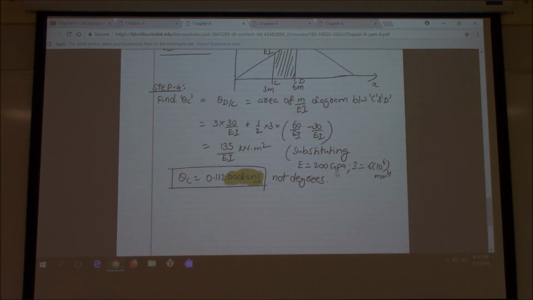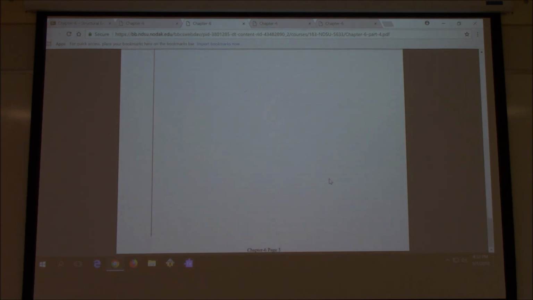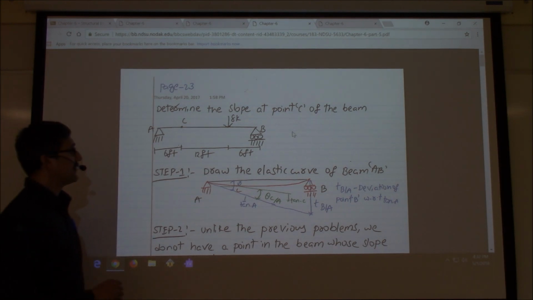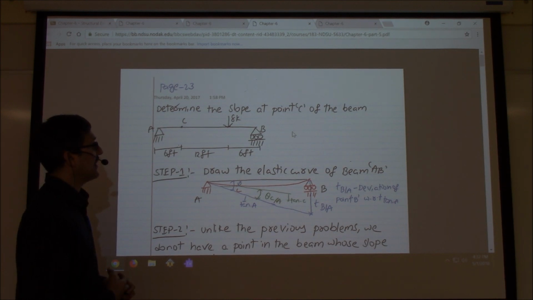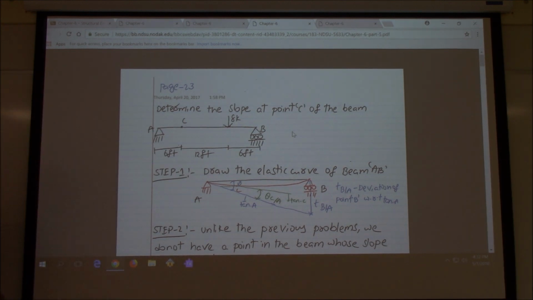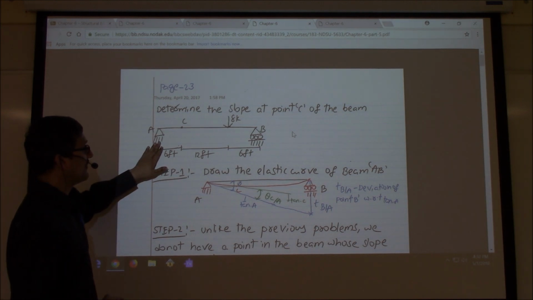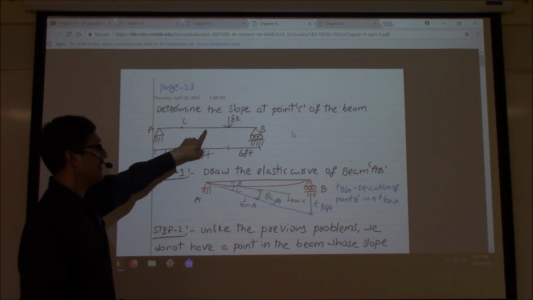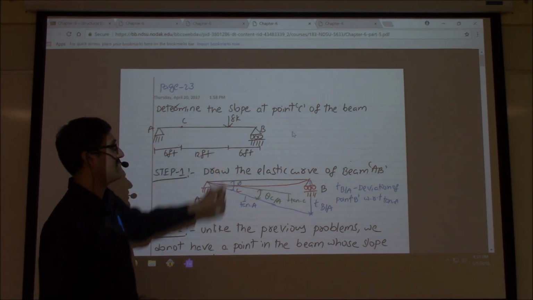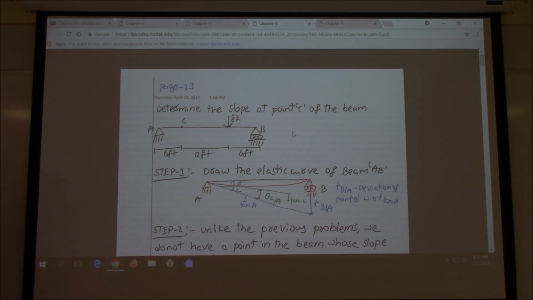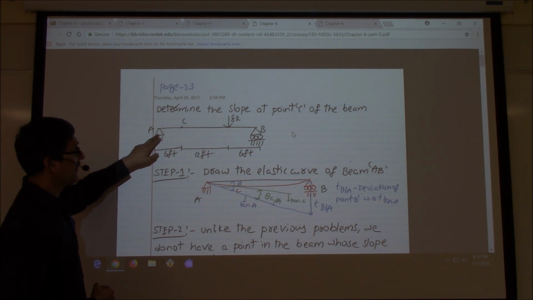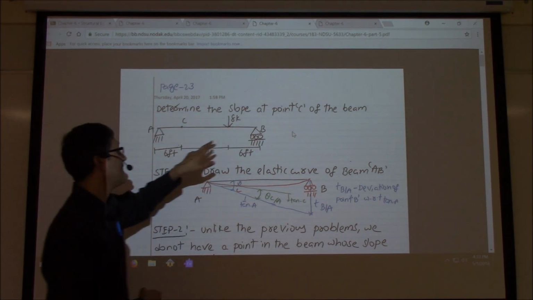Now let's look at some examples where we can't use the boundary conditions or the symmetry conditions in order to locate the second tangent. For example, this is a simply supported beam with a load which is definitely not located at the center, so we pretty much do not know where the maximum deflection in this beam occurs. So we have to tactically place our second tangent so that we will be able to find out the slope at a point C on the beam.